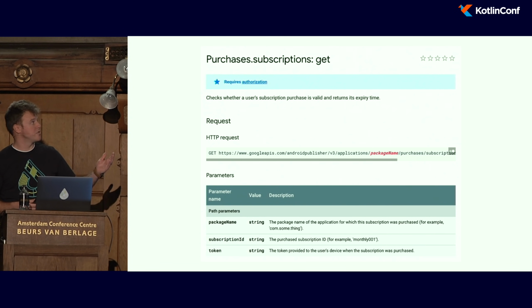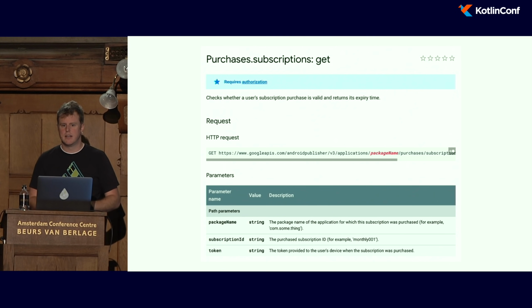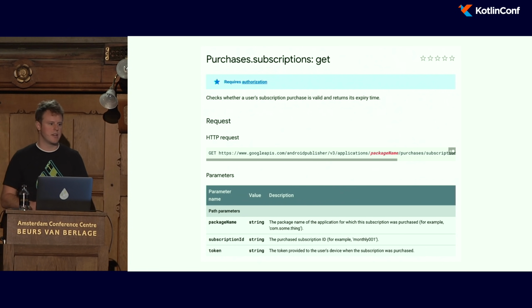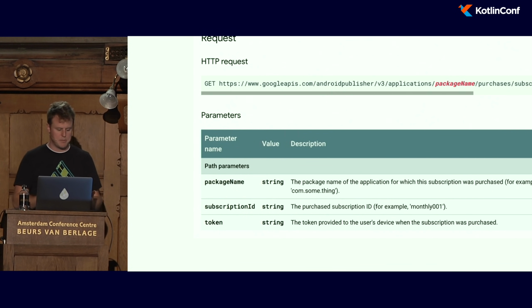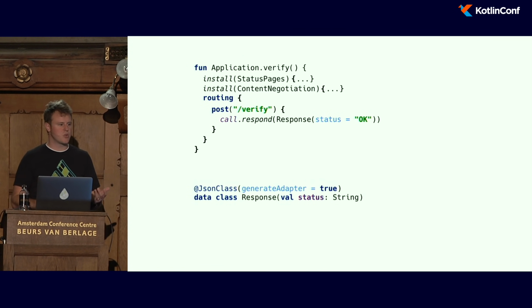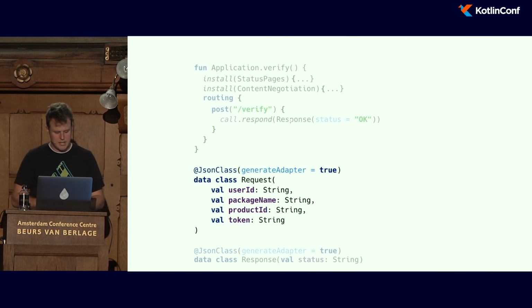Here's the documentation from the Google Play API, the developer API. This is how you connect to the developer console. And in order to get subscriptions, which is specifically what I work with, we need a package name, a subscription ID, and a token. And this is when you make a purchase, what you get on the device. So that's pretty simple. Let's just create a request object that contains those fields.